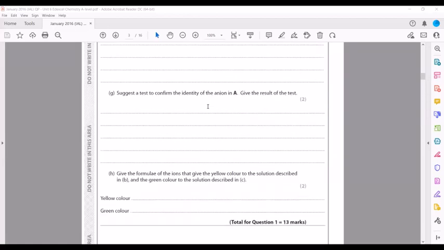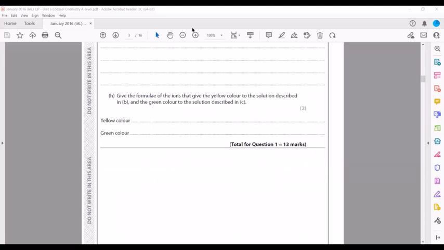Then give the formula of the ion that gives a yellow color to the solution described in B, and the green color described in C. So what was the reason for the yellow color? If you remember the chemistry of copper 2 chloride solutions, the chloride ion is a ligand. When 4 chloride ions are attached, it will give a yellow color. But when 3 chloride ions are attached, it will give a green color. So in both cases, it is copper 2.